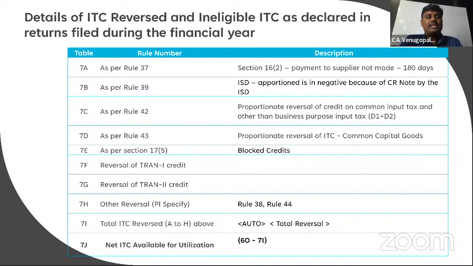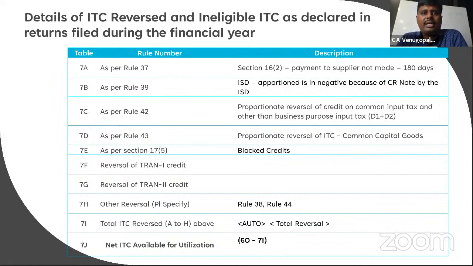Now, what are the credits? If the payment is on account of non-payment to vendor, you will be reporting under 7A. If ISD has excess transferred to you and reversed by issuing a credit note, it will go to 7B. Common input tax credit on common input goods and input services, you will be reporting under 7C, which is rule 42, commonly called. And if it is towards capital goods, you will be reporting it under rule 43.